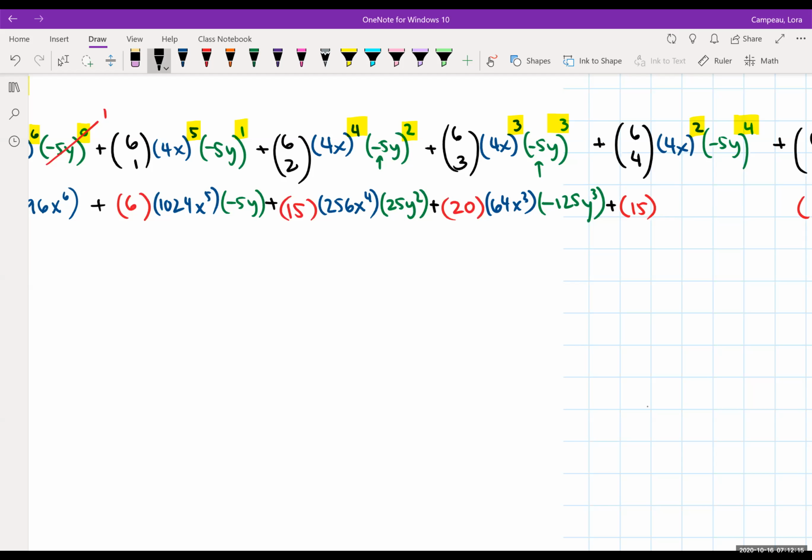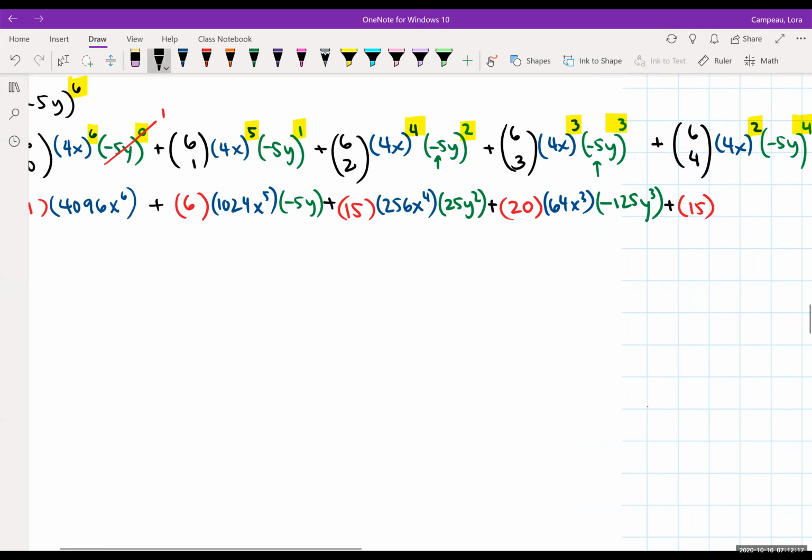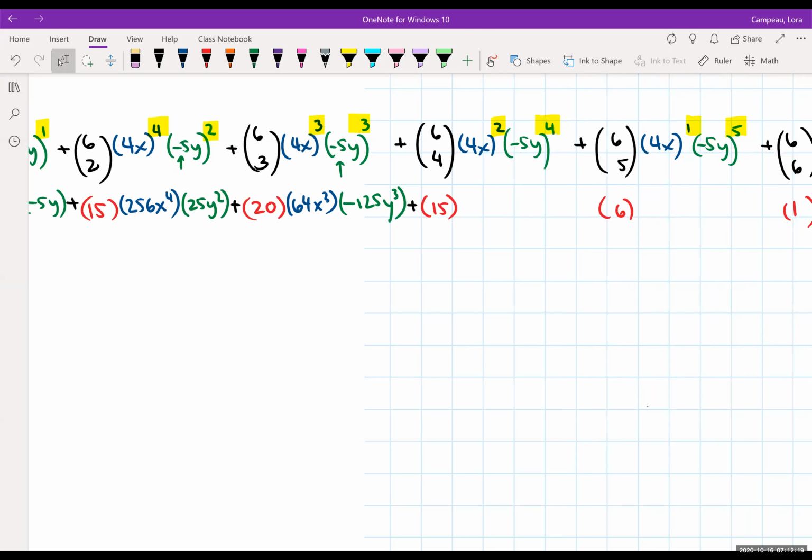Add this on, we're almost there. It seems a little tedious at first, but it's a lot faster than having to FOIL this guy out. All right, so 4x squared, that's very nice. I have 16x squared. Now negative 5y to the fourth. I do realize it's going to be a positive number. So 5 to the fourth, I'm just saying 625.